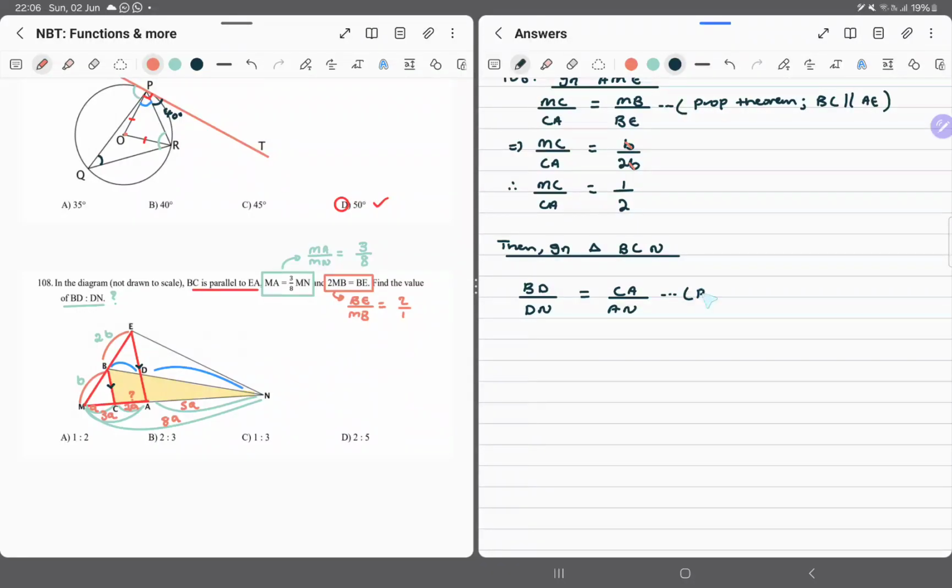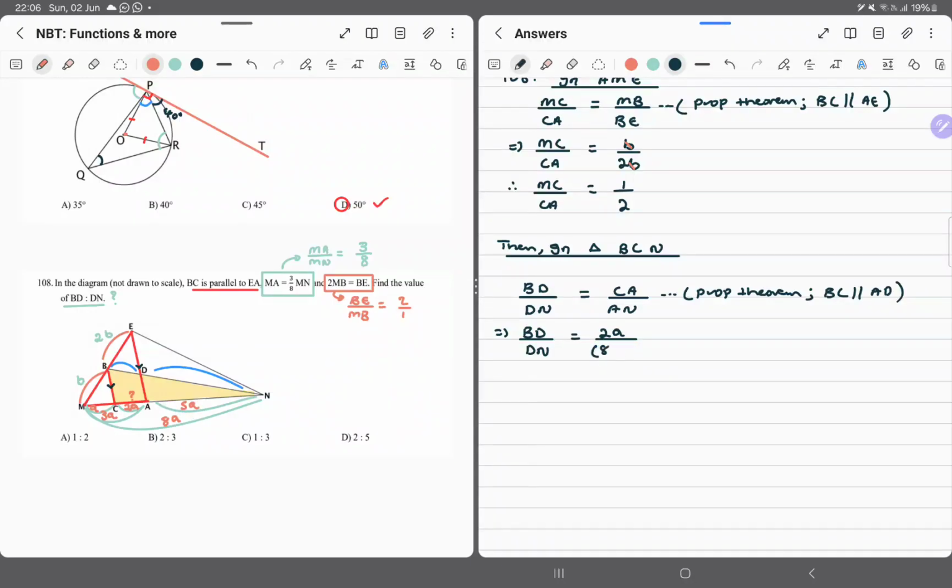Now again, we say proportionality theorem. Please state the parallel sides. We understand that BC is parallel to AD. Now that reason is complete. This implies that BD over DN is going to be CA, which is basically 2A over, remember we didn't specify this was 5A.